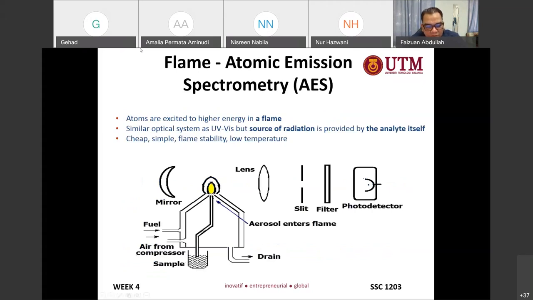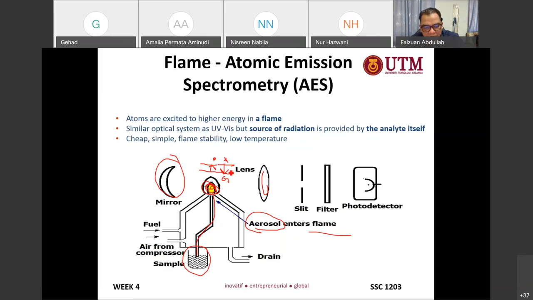Similar with AAS, we have a sample here in the form of solution. It will be pumped into the atomizer and sprayed in the form of aerosol, and the flame will burn the sample. Then we have a lens and a mirror. When the atoms of the analyte are introduced to the flame, the electrons in the analyte will be excited from ground state to excited state, and then go back again from excited state to ground state.